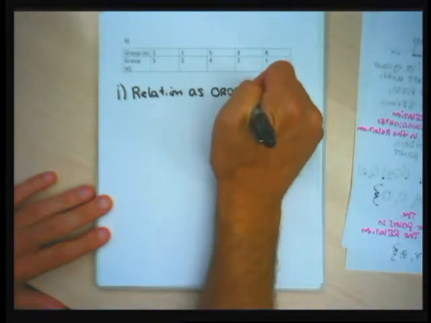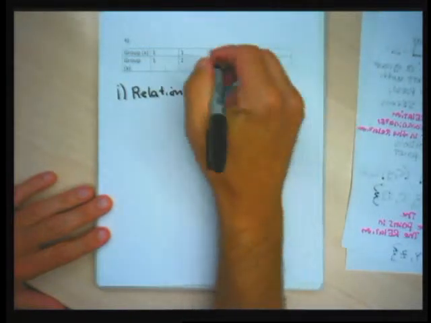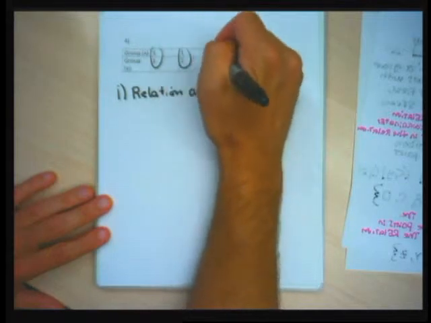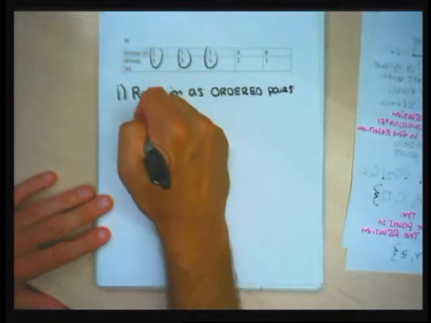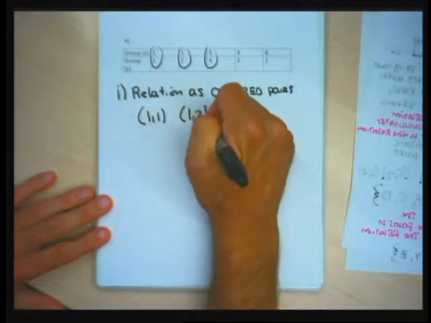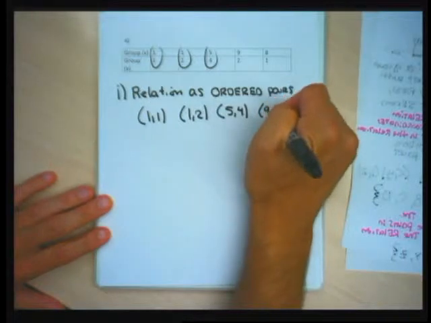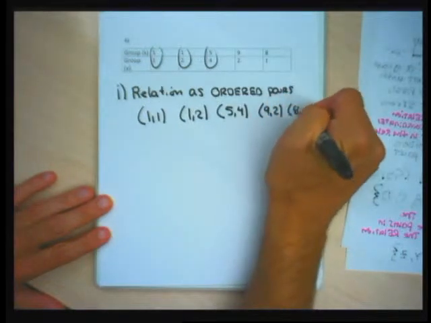So I'm just going to make points up. And I'm going to pair each x with the y above it. So I'm going to compare these like this because that's x, y. So it's going to be 1, 1, 1, 2, 5, 4, 9, 2, and 8, 1.